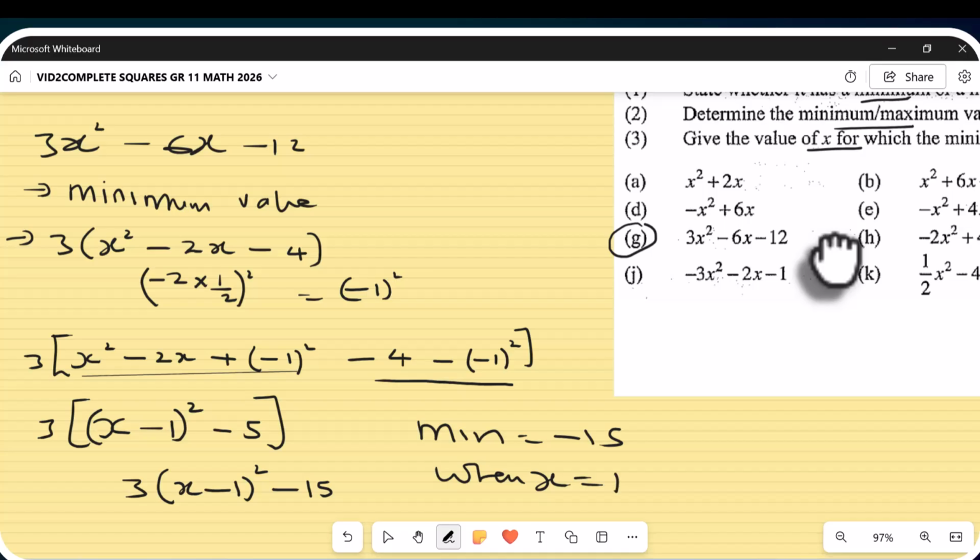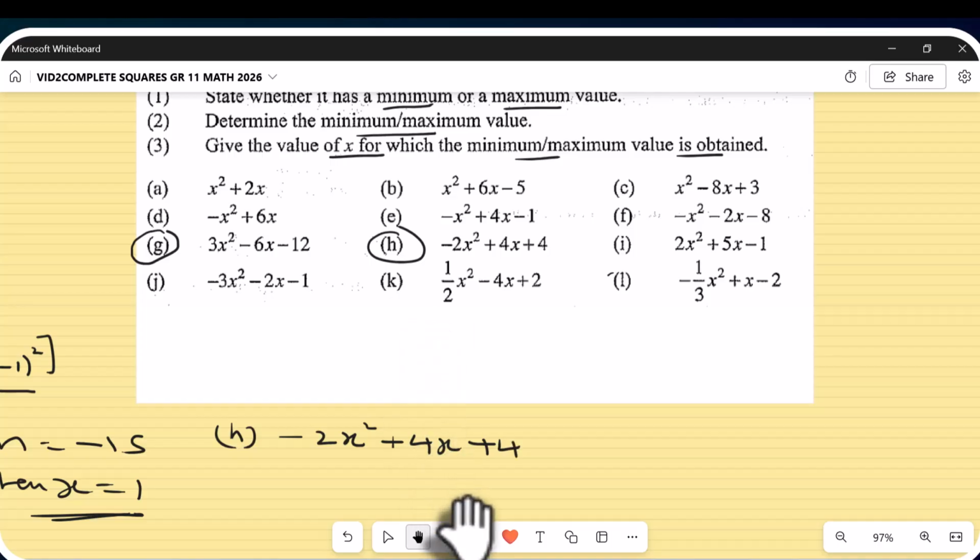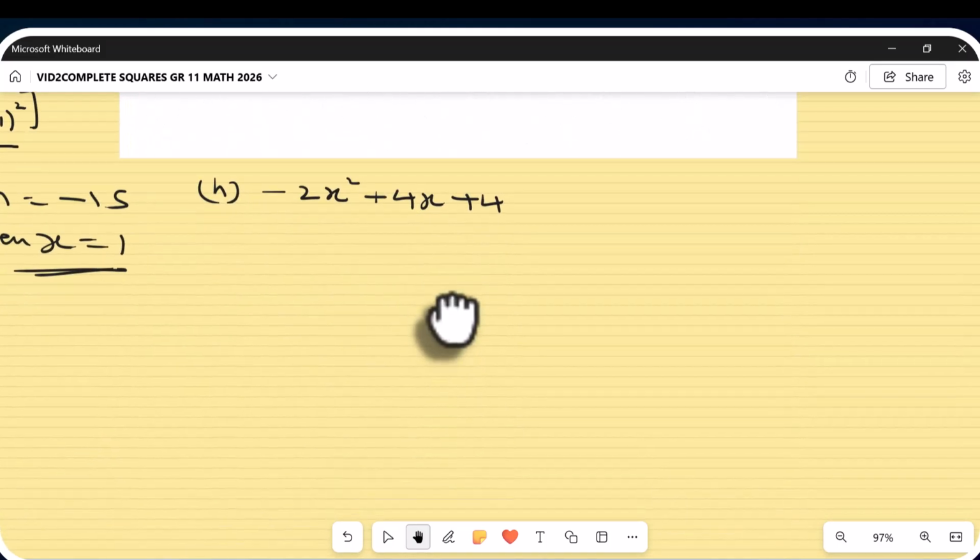Okay, next question then, question H. It says we have negative 2x squared plus 4x plus 4. Because of the negative 2, it means we're going to have a maximum value. Because of this negative 2, we're going to have a maximum. So this one has got a maximum value.